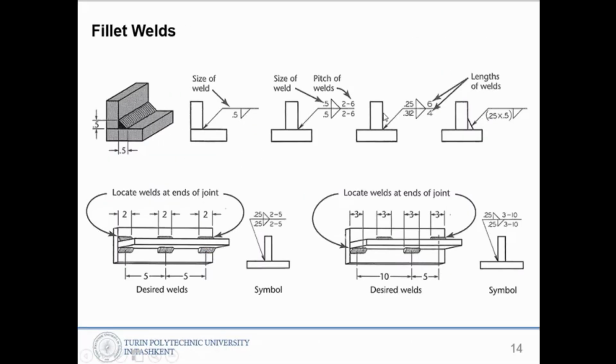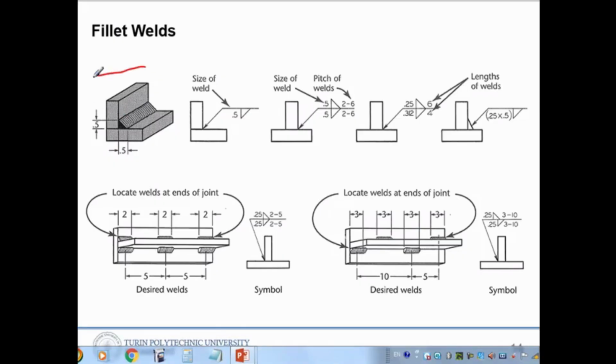Fillet welds. Here the example of fillet welds is shown in real life. So the legs are 0.5 inch and 0.5 inch here, this and that. And in the drawing we use a kind of tag, and we also use a triangle shape here, and here we can write the length of the leg. Because both legs are similar, we have only one size.